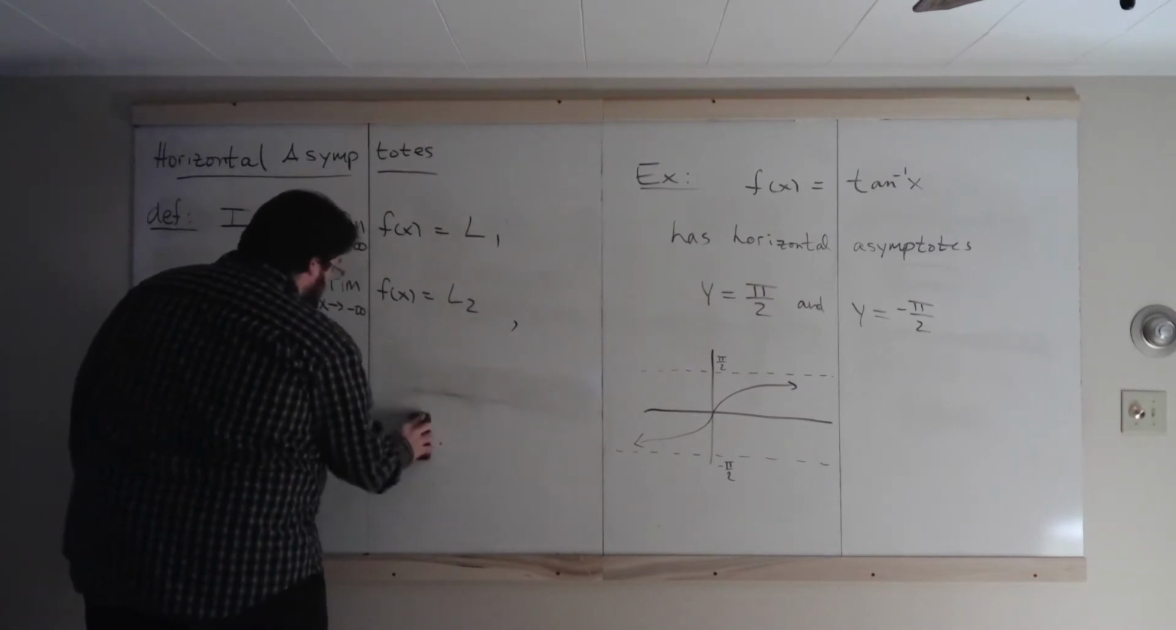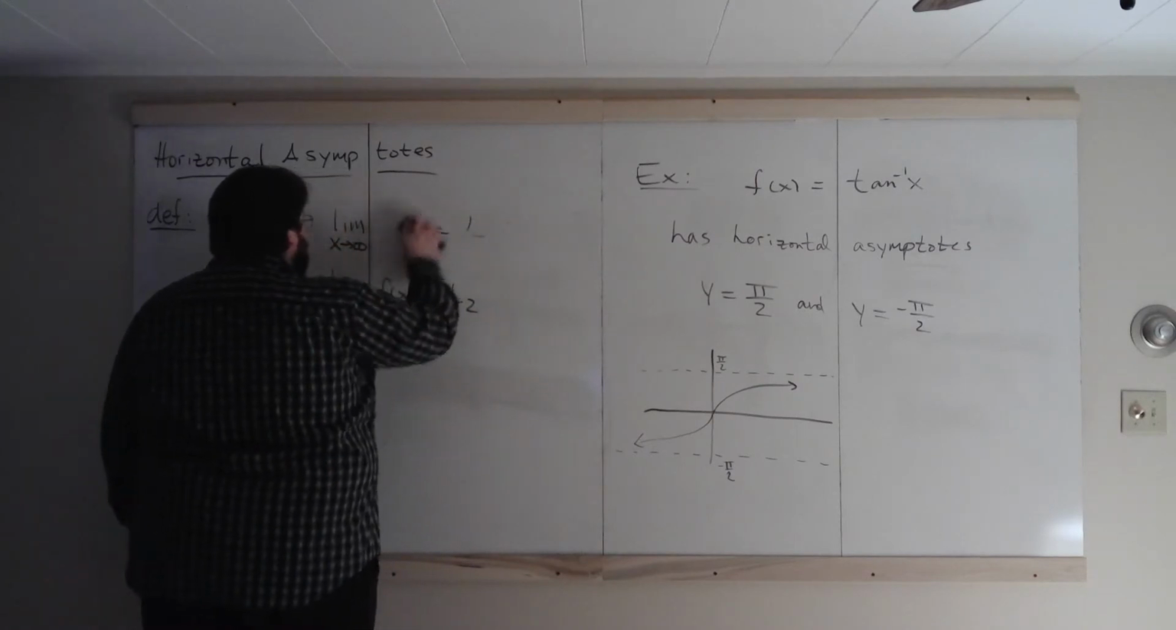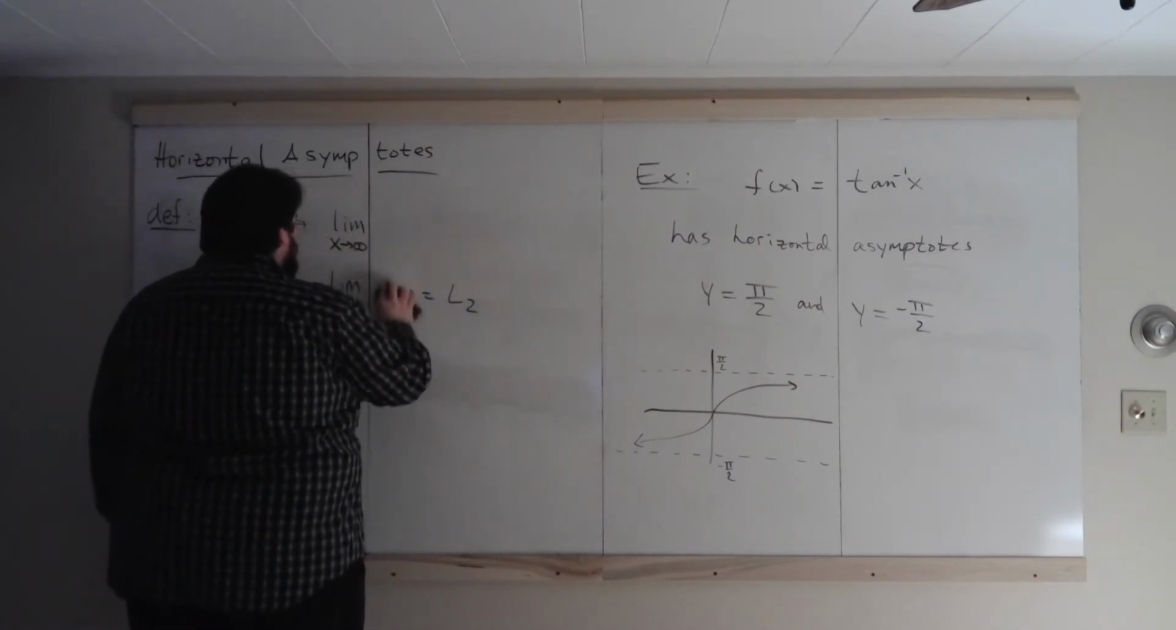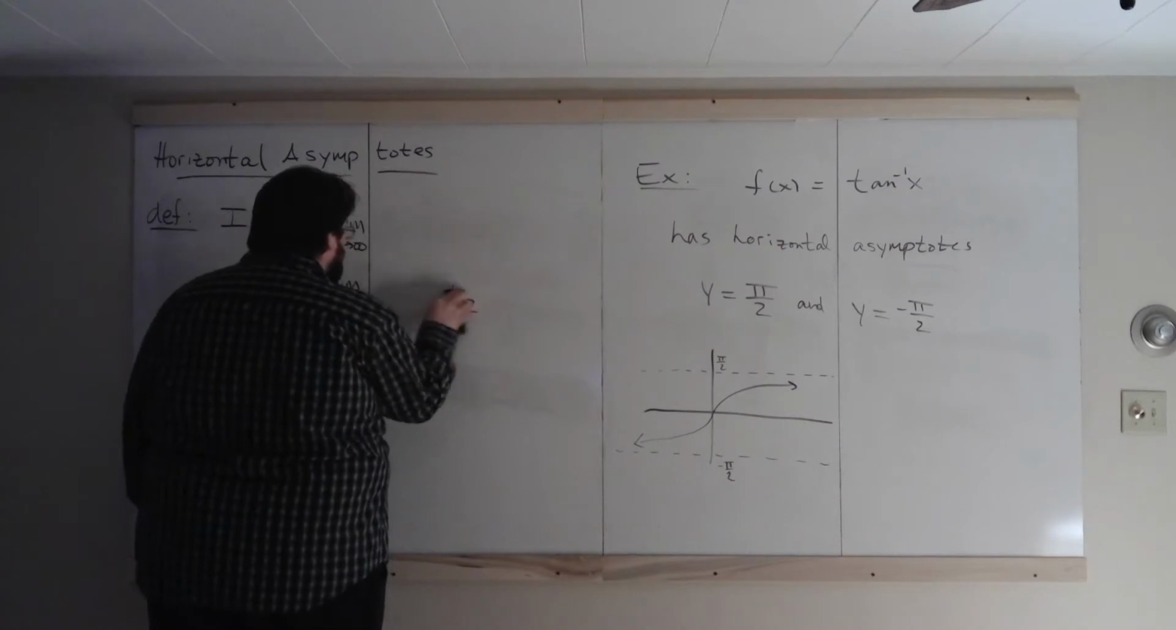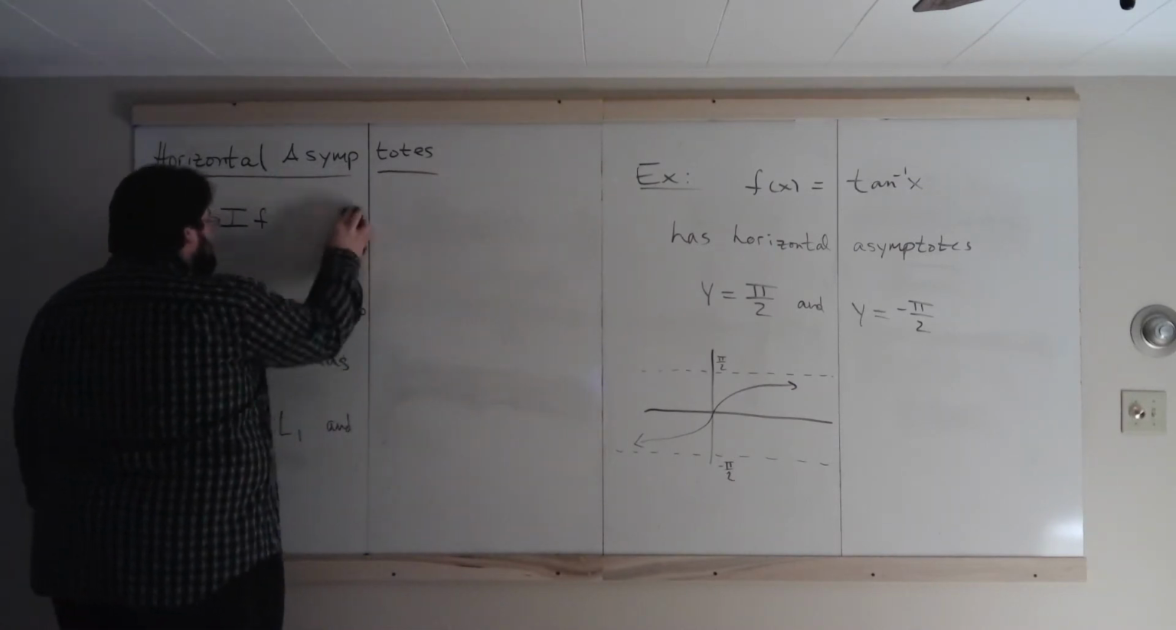Now, for the functions we will be seeing, if you're asked to find horizontal asymptotes, you'll have to compute two limits.